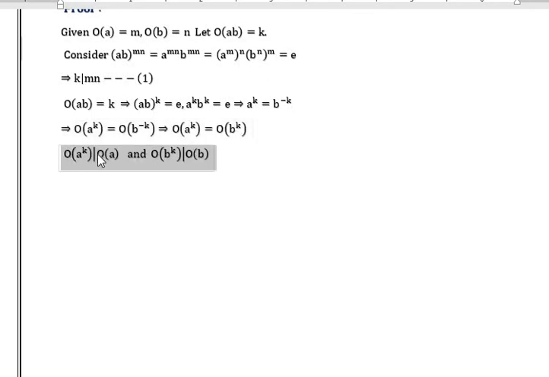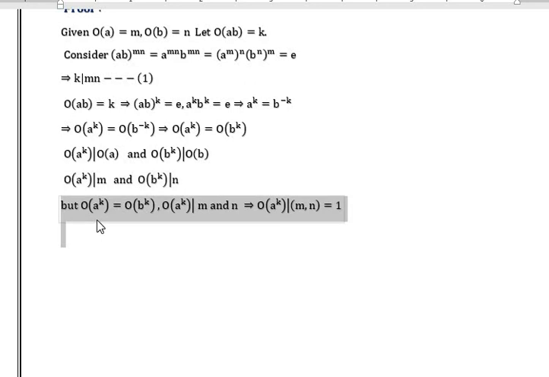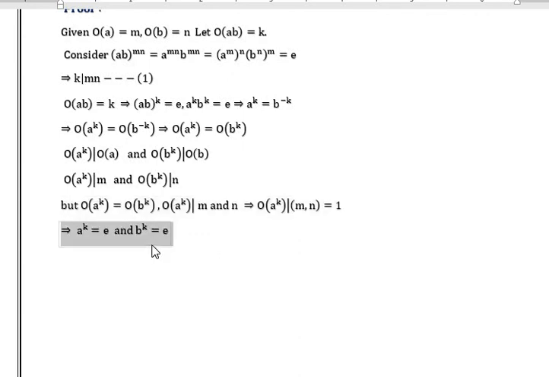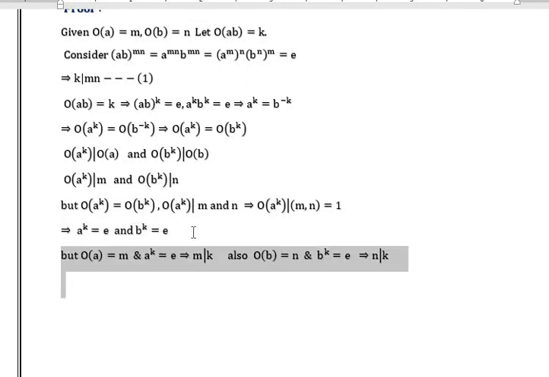Order of a power of k divides order of a, and order of b power of k divides order of b. That is, order of a power of k divides m and order of b power of k divides n. But order of a power of k is equal to order of b power of k. Therefore, order of a power of k divides m and n both, which implies that order of a power of k divides gcd of m and n, which is equal to 1, which implies a power of k is equal to e and b power of k is equal to e.